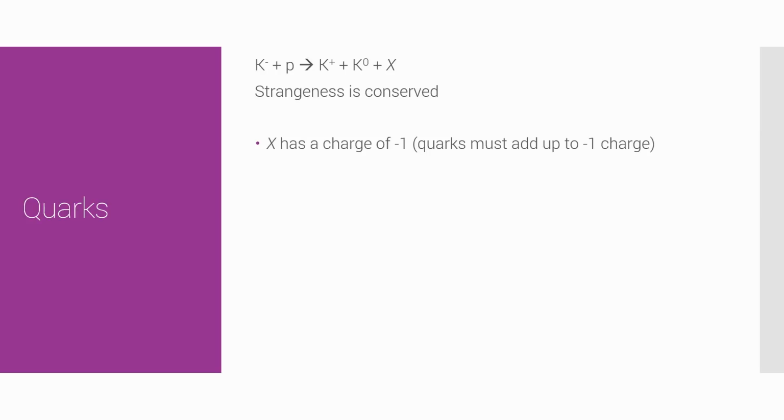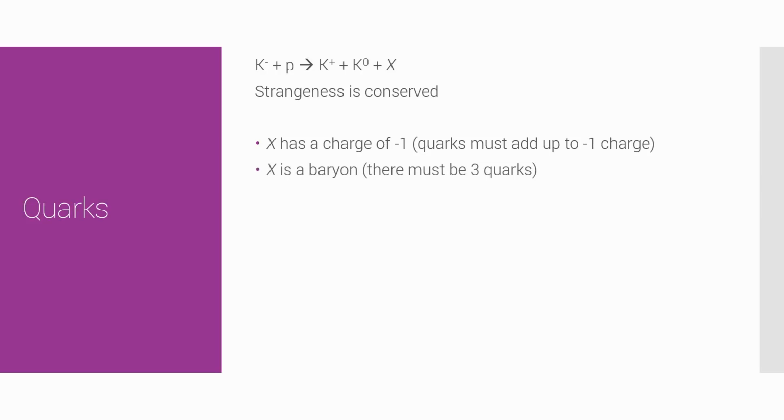Okay, let's deduce whether this is a baryon or a meson. We know it's not a lepton because we're told strangeness is conserved. So, is it a baryon or is it a meson? Well, the baryon number on the left side is 1, because a kaon isn't a baryon, but a proton is. So we've got a baryon number of 1 on the left side, and a baryon number of 0 on the right side. So X must be a baryon.